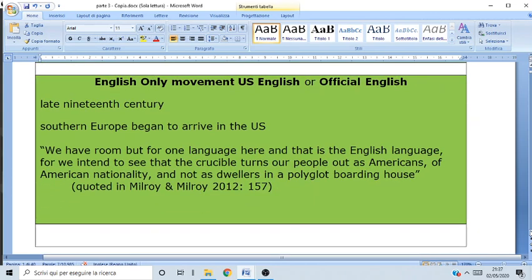Regardless of the percentages, this has led to some English-only movements and to the concept of US English or official English. And it's not something that is recent. Okay, it already started in the late 19th century when lots of people from Southern Europe began to migrate to the United States.